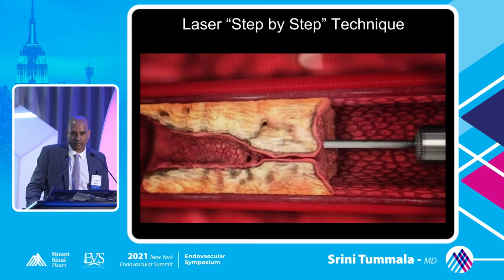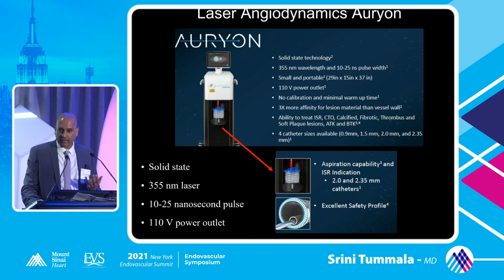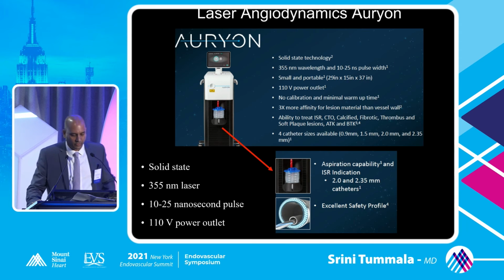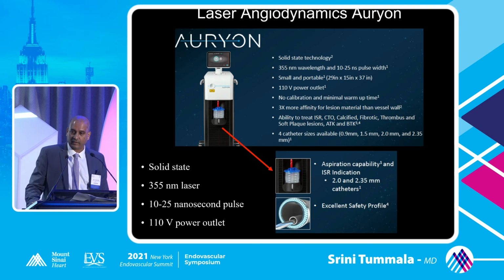Obviously, we're more familiar with laser when it comes to ISR and laser atherectomy. There are two companies that have a laser out currently. The newest one is the AngioDynamics laser, which is a solid state technology. It's a higher wavelength at 355 with a shorter pulse width. What does that mean in non-medical lingo? Basically it means that apparently it works better in calcium.